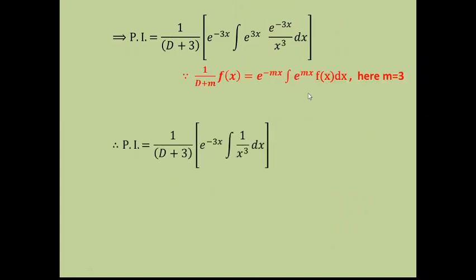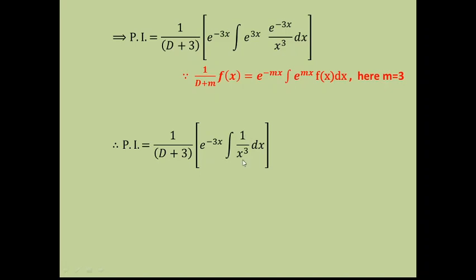So accordingly, write down the formula. We have e raised to power minus 3x, integration of e power plus 3x, and the function on which this 1 upon D plus m is getting operated. So the function here is e raised to power minus 3x upon x cube. Simplify. According to the law of indices, these indices will get added. So 3x plus minus 3x will be 0, and e raised to power 0 is 1, right? So what we are left with is 1 upon x cube.